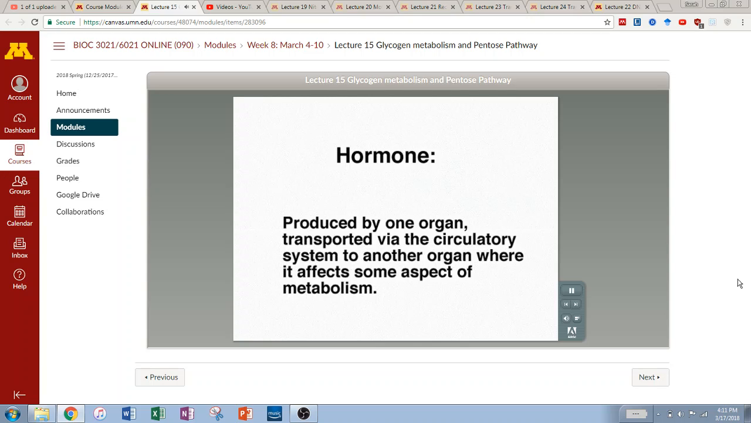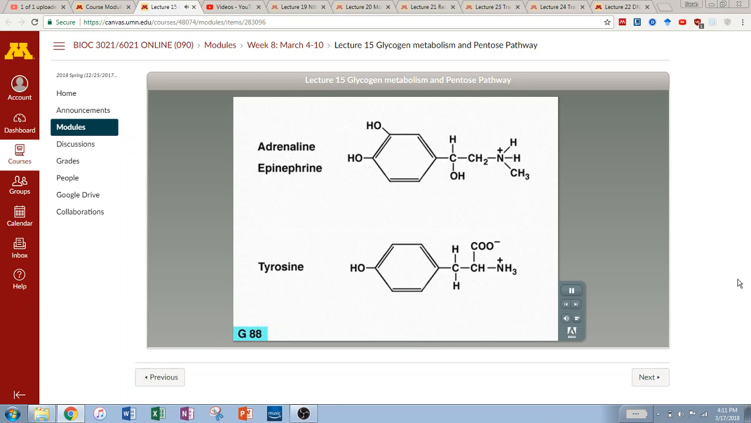Hormones are organic compounds that are synthesized in one tissue and are transported through the blood to a remote site of action at another tissue where they exert an effect on metabolic processes. Adrenaline, also called epinephrine, is an example of a low molecular weight hormone that's derived from an amino acid, specifically the amino acid tyrosine.